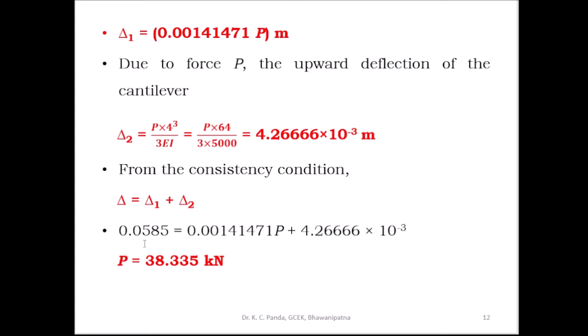That is 0.0585 is equal to 0.00141471 P plus 4.26666 into 10 to the minus 3. Then after simplification of this equation, you can find out the force in the wire. So the force in the wire P is equal to 38.335 kilonewton.